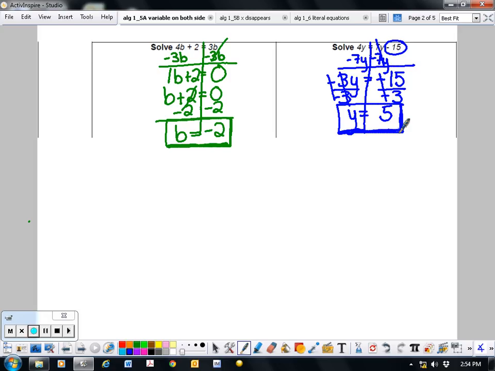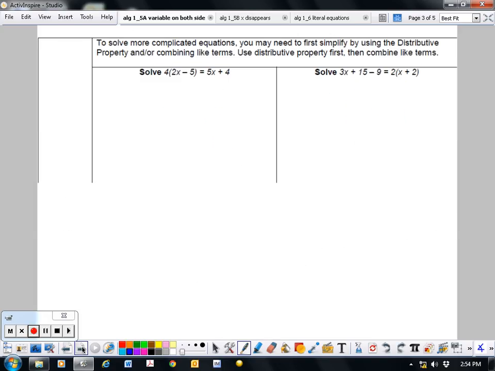So what's nice about the second method is it's less writing. What's bad about the second method is you end up with a negative coefficient. And so if you have issues with negatives, it can cause a problem. You've got to figure out where your strengths lie and choose the appropriate method. Both will give you the correct answer.